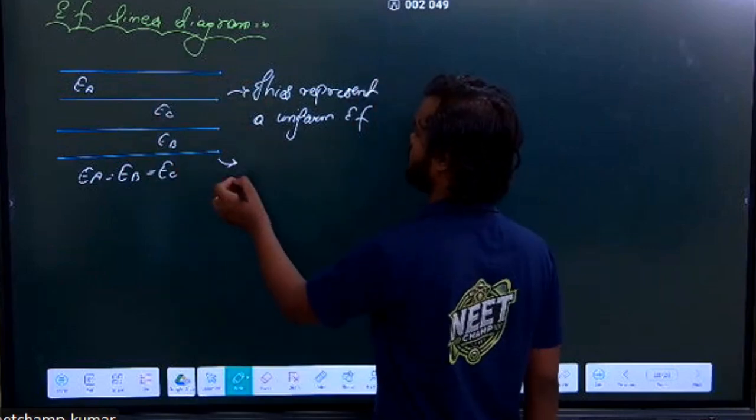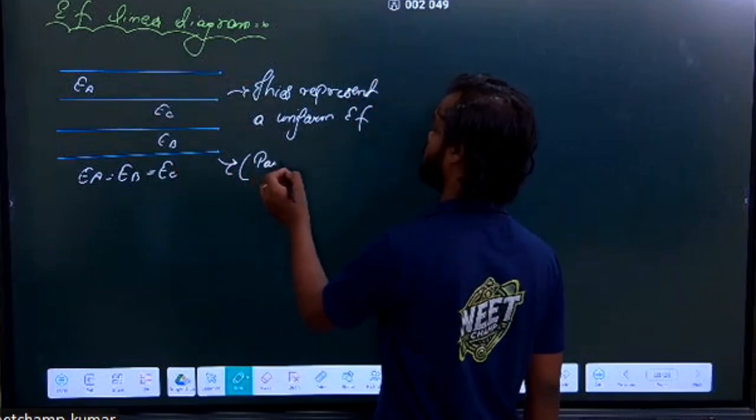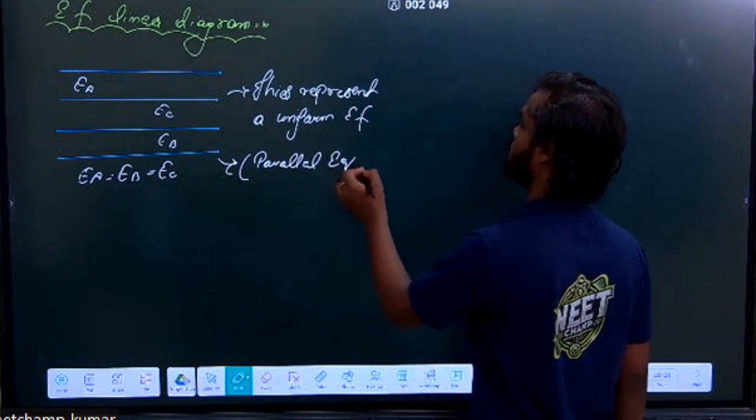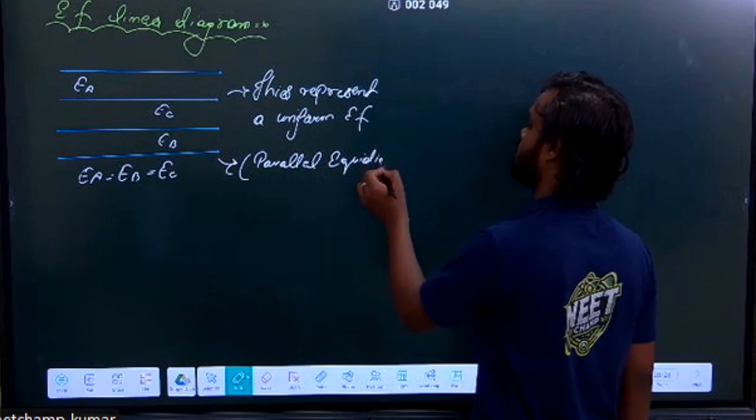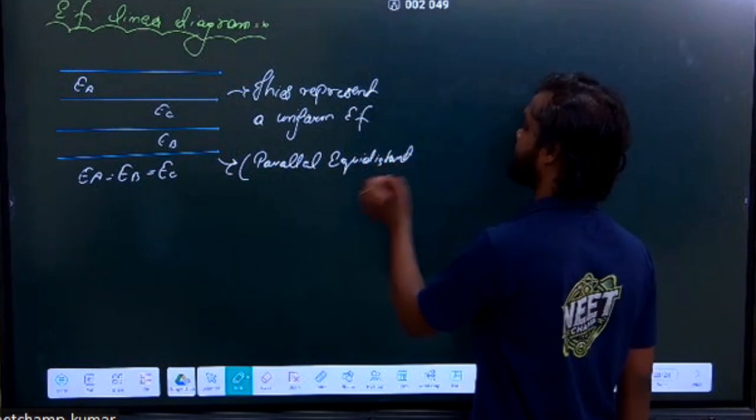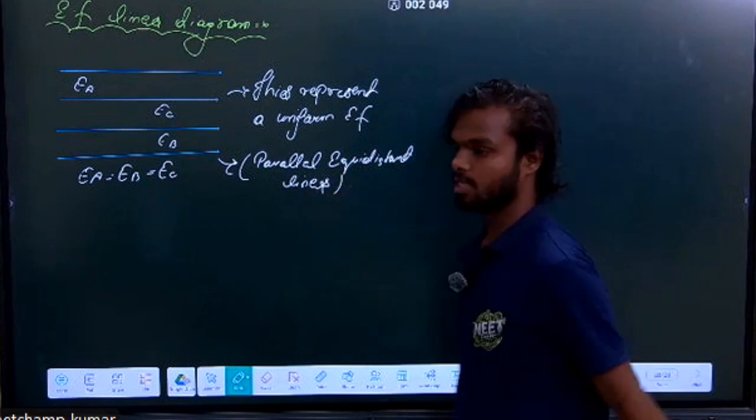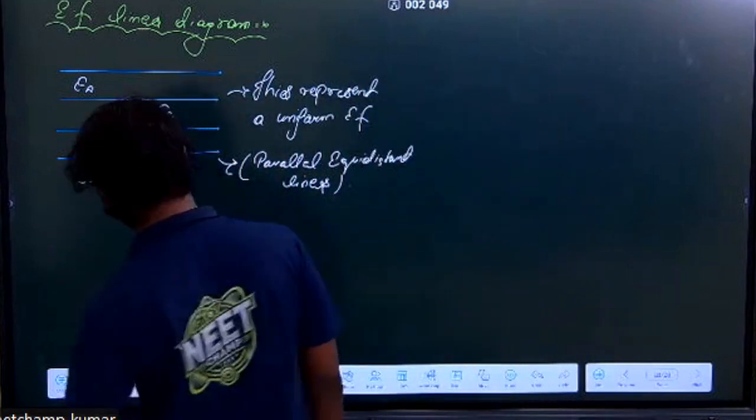This is called parallel equidistant lines. Okay, this is represented by parallel equidistant lines.